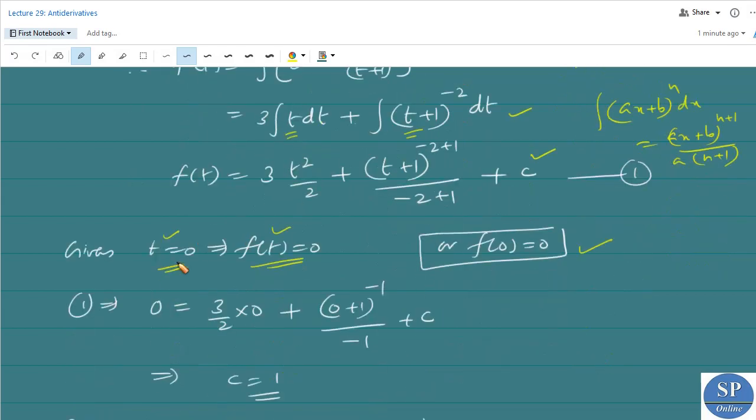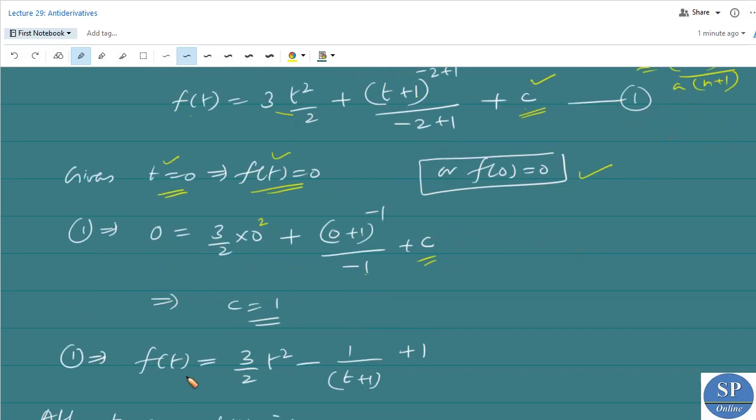So replacing t equals 0 and f of t equals 0 in equation number 1, we have 0 equal to 3 by 2 into 0 square plus (0 plus 1) power minus 1 divided by minus 1, plus c. So from this we get c equal to 1. Replacing the value of c in equation number 1, we get the amount of water in the tub after time t. So f of t equals 3 by 2 t square minus 1 by (t plus 1) plus c, where c is equal to 1. So this is the amount of water in the tub after t minutes.